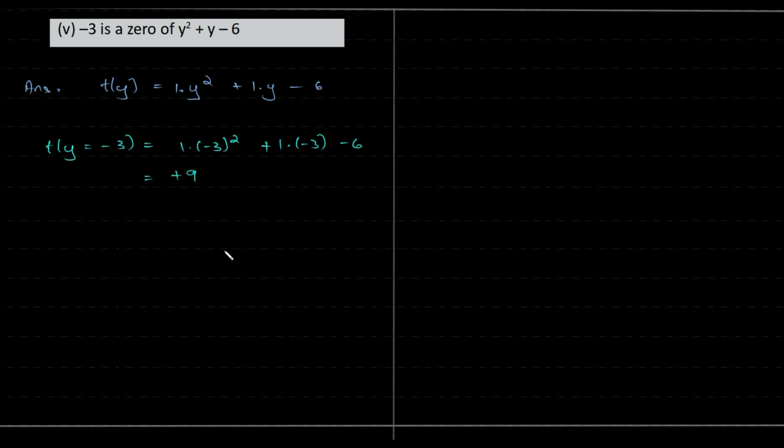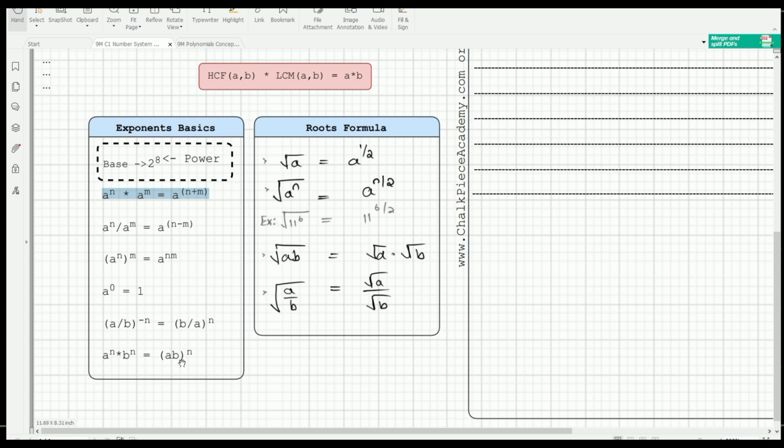Okay, last one. Minus 3, is it a 0 of y square plus y minus 6? Let's have a look at that. So we'll call this t of y. You can call it any name, not an issue. Y square plus y minus 6, always write 1. And we have to figure out if t of y at minus 3 will give us 0 as the output. So 1 into minus 3 the whole square plus 1 into minus 3 minus 6. Minus 3 square is what, guys? Plus 9.